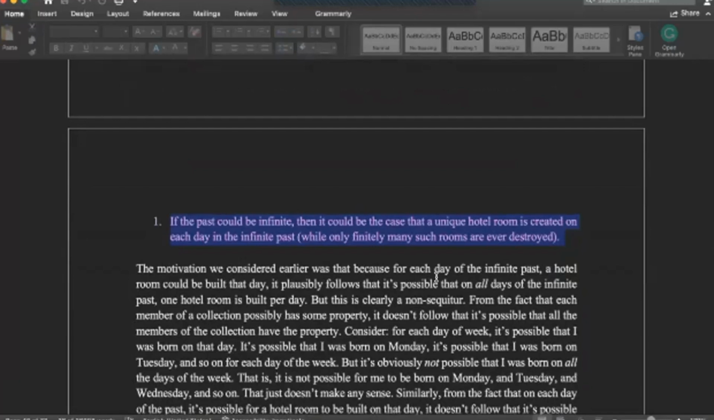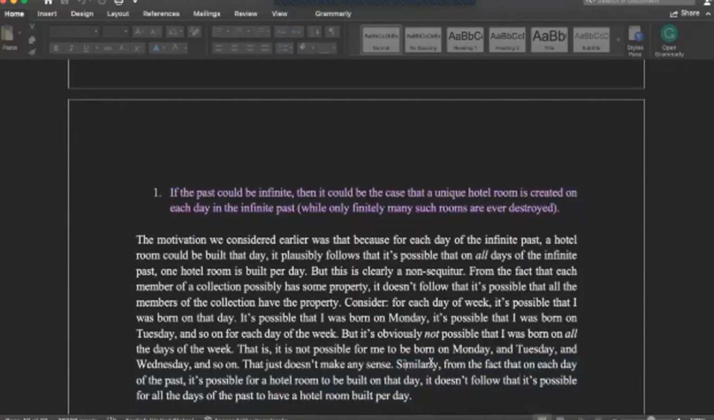Consider, for each day of the week, it's possible that I was born on that day, right? It's possible that I was born on Monday. It's possible that I was born on Tuesday, and so on for each day of the week. But it's obviously not possible that I was born on all the days of the week. That doesn't make any sense. It doesn't make any sense for me to be born on both Monday and Tuesday and Wednesday and Thursday and so on. So even though each of the days of the week is such that it's possible for me to be born on that day, it's not possible for me to be born on all the days of the week.